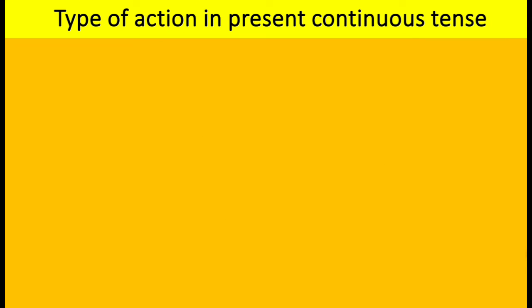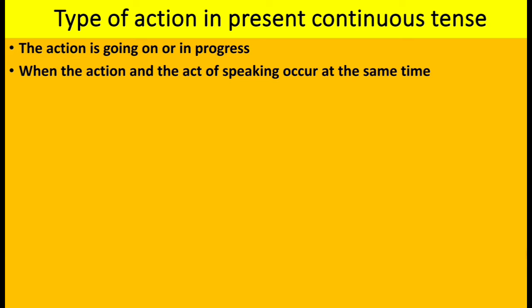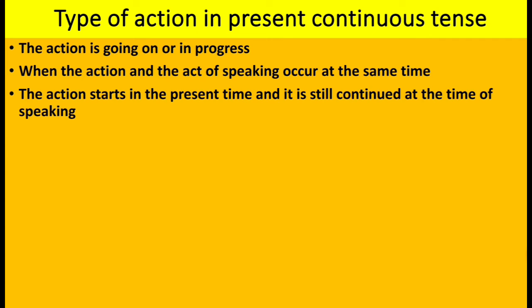Now let's see what type of action is described in present continuous tense. The action is going on or in progress. It means the action is not completed yet. When the action and the act of speaking occur at the same time, meaning when the speaker is describing any event, that event is taking place at the same time when the speaker is talking about it. The action starts in the present time and it is still continued at the time of speaking. Again, it means that the action is going on, it is not completed yet.